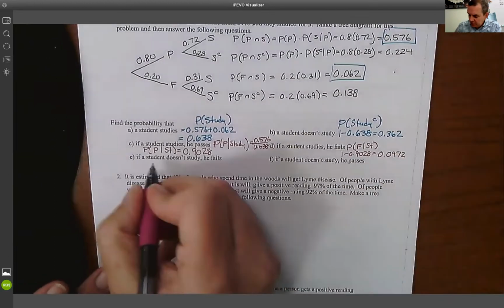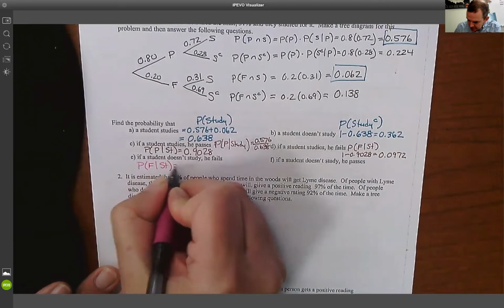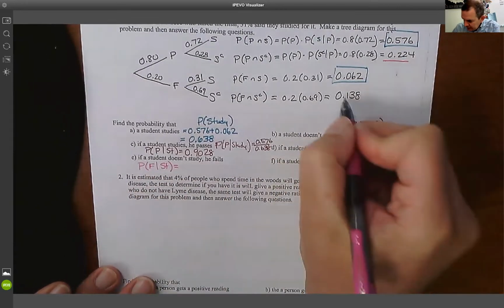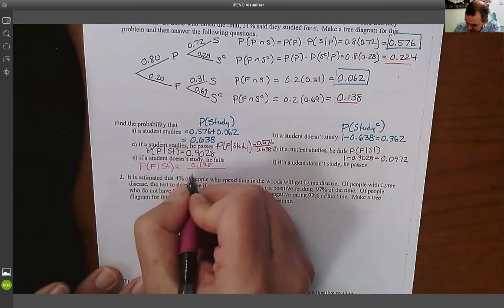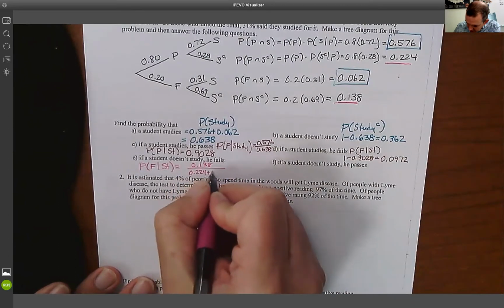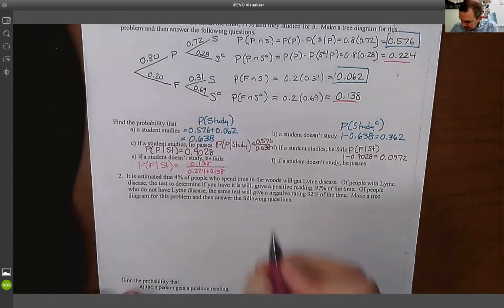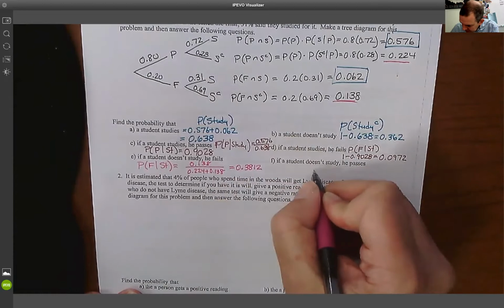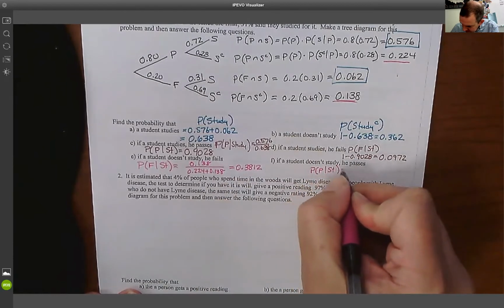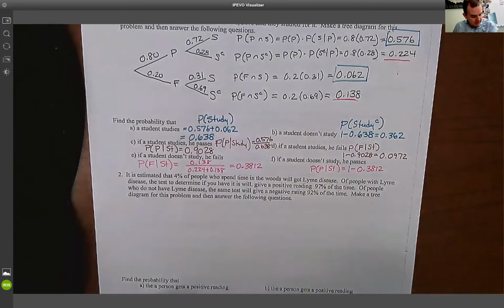And the last piece says, what is the probability if he doesn't study, he fails? So the probability that he fails, given that he didn't study. So that's asking the proportion of the failures out of the didn't study. So that's 0.138 out of 0.224 plus 0.138. And if I do that, there's a 38% chance. So 0.3812. And this one is going to be the probability that he passes, given that he didn't study. 1 minus 0.3812. And that's going to tell me there's about a 0.6188.